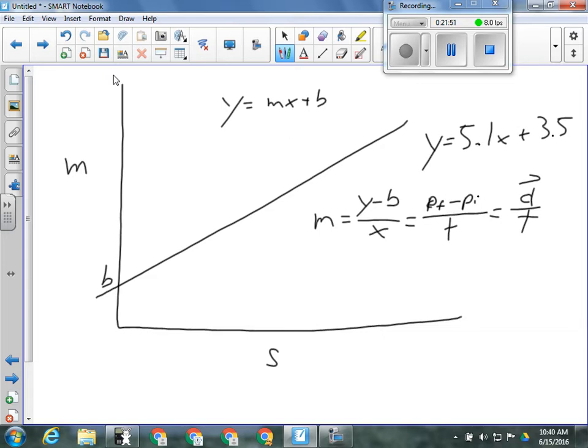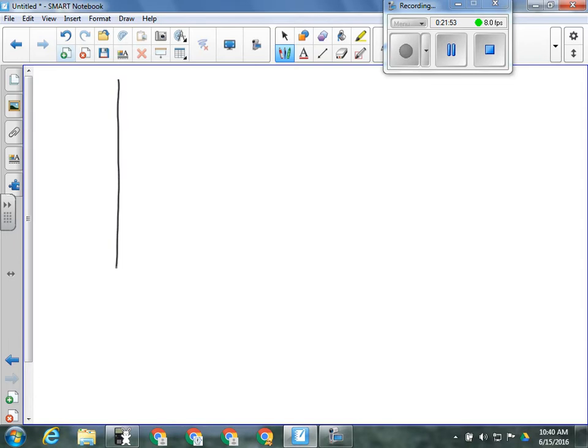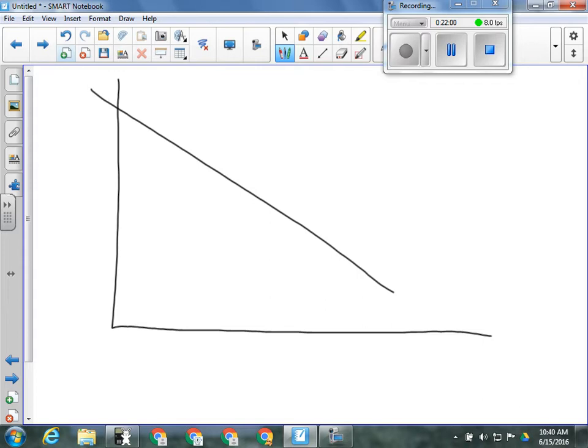For a velocity versus time graph, let's say it just looks like this. What's this object doing if this is a velocity versus time graph? It's decelerating, slowing down. All right, so let's say that the equation for this graph looks like this.